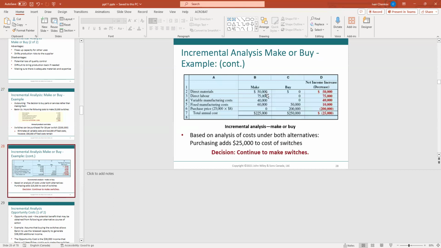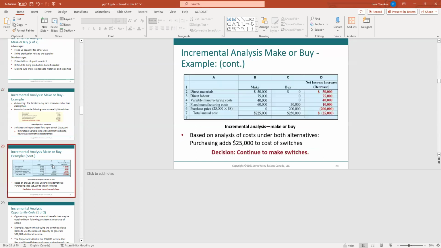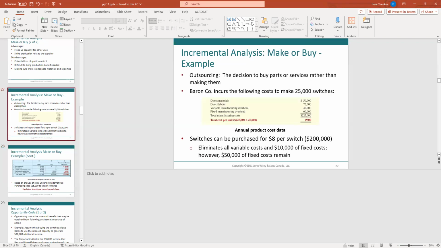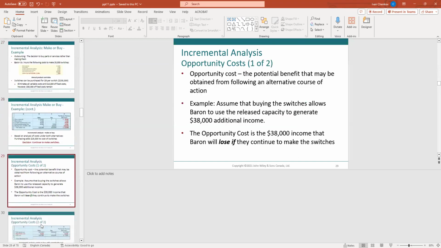So if we make it, it costs us $225,000. Now, if we buy it, we have to pay 200,000 plus we still have to pay for the 50,000 of the fixed cost, which is still with the company. So if we decide to buy it, it's going to cost us $250,000. For that reason, we're not buying it. We still keep making it.